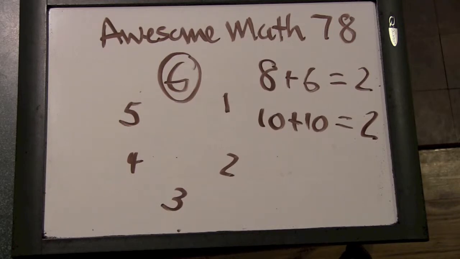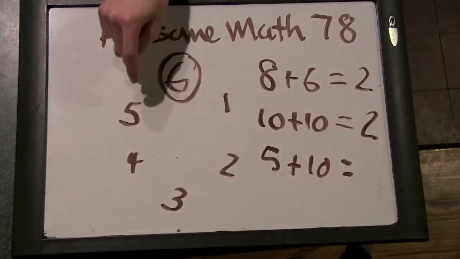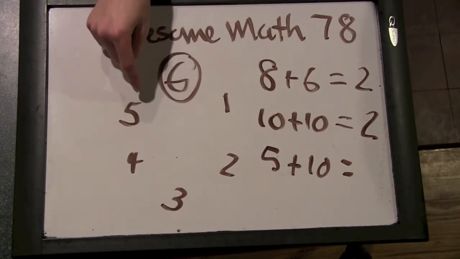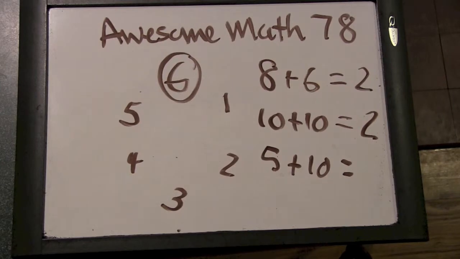But do you want to make one up in addition? Let's try 5 plus 10. 5, and then 10, you go around 1, 2, 3, 4. So it's not everything is equal to 2. Phew, not everything's equal to 2.